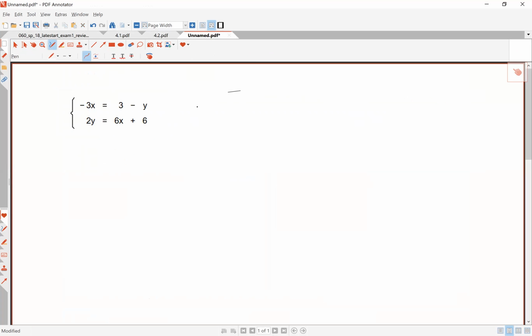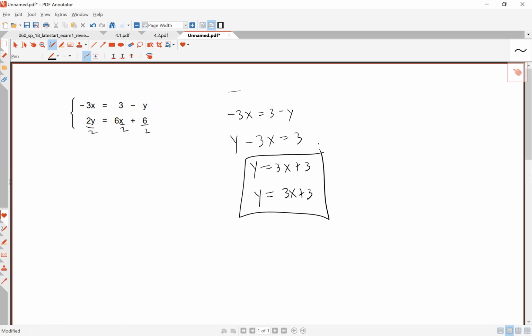So my first line is negative 3x equals 3 minus y. And so if I add y to both sides, that's y minus 3x is 3, or y equals 3x plus 3. And then this one, all I have to do is divide both sides by 2. Well, that tells you that that line's also y equals 3x plus 3. That tells us pretty much everything right then and there.